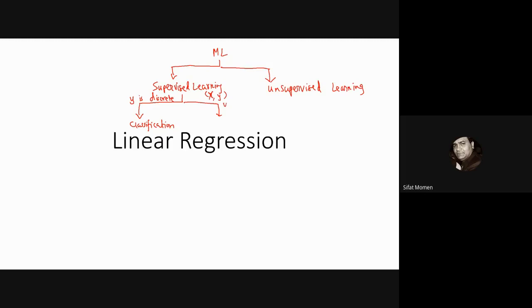But if Y is not discrete, if Y is continuous, then it is not a classification problem. It is a regression problem. So today we hope to discuss the regression problem. In fact, we want to talk about one kind of regression problem called the linear regression problem.